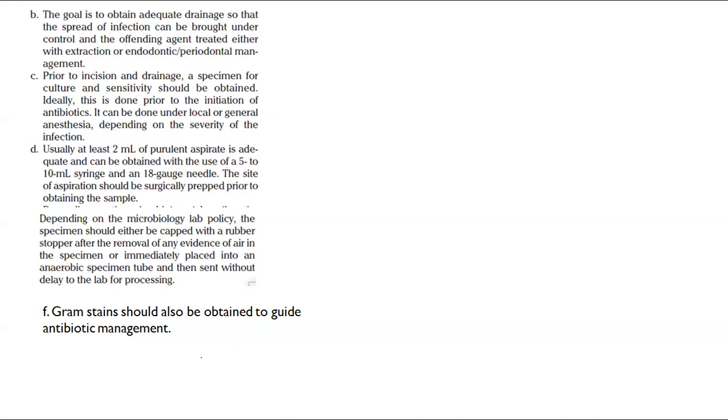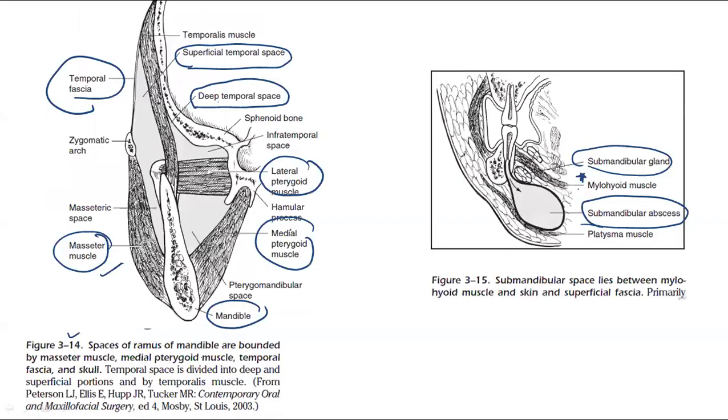Air should not enter the specimen, or it should be immediately placed into an anaerobic specimen, oxygen deprived area, and then sent without delay for lab processing. Gram stain should be obtained to guide the antibiotic management. So we'll know what those organisms are and what antibiotics need to be given.